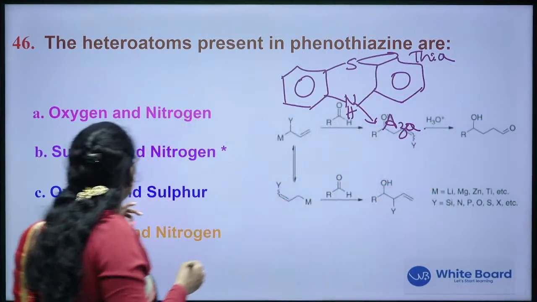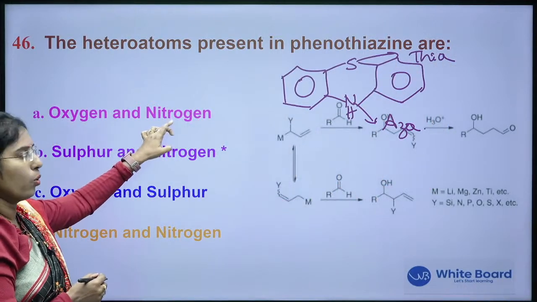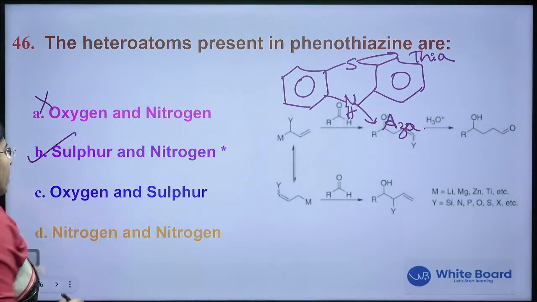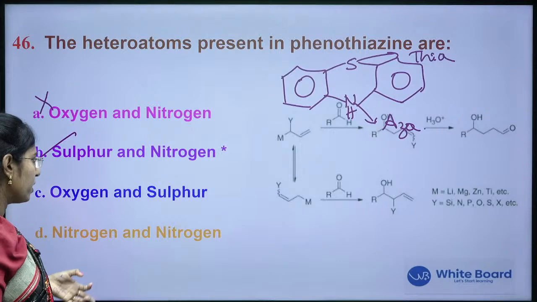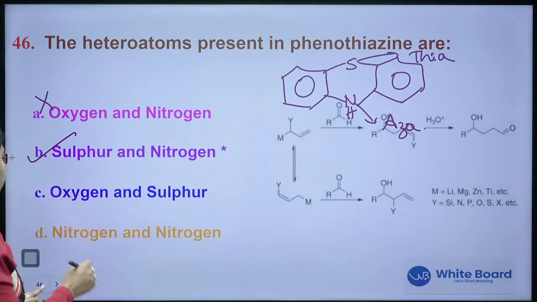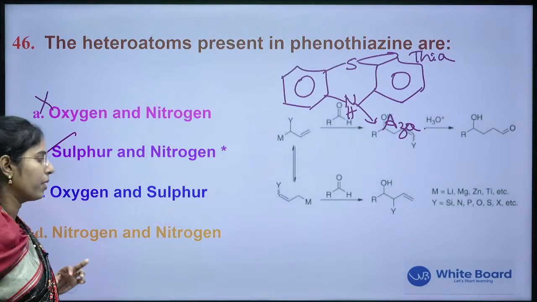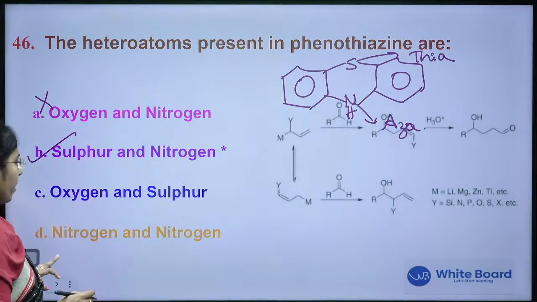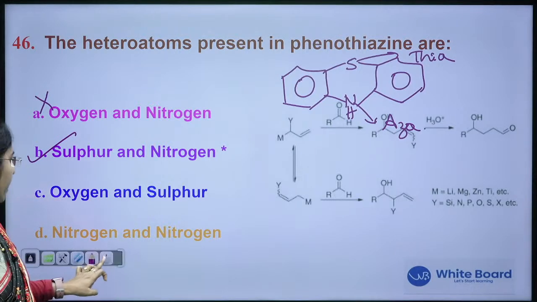Okay, so what are the options here? Oxygen and nitrogen. No, it's wrong. Sulfur and nitrogen. Yes, that's correct. If oxygen is present, then they will call it oxa. If 2 nitrogens are present, then it is said to be diaza. So, the correct option is sulfur and nitrogen. Coming to the next question.